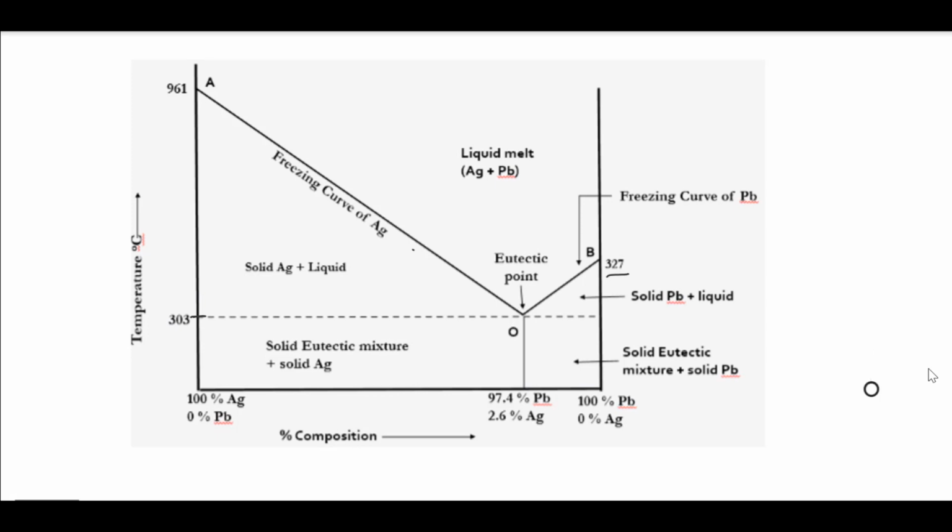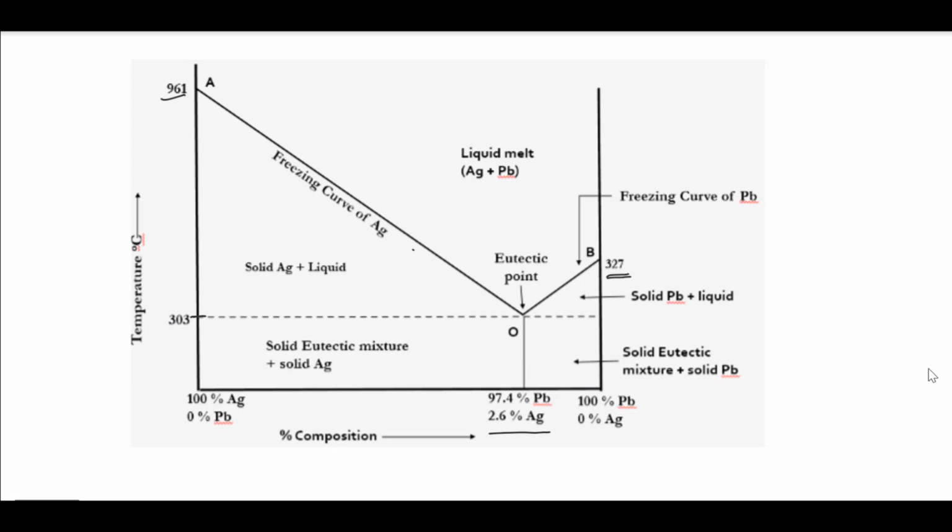The things we can figure out from the graph are: the first thing, the melting point of pure lead is 327 degrees Celsius. The melting point of pure silver is 961 degrees Celsius. The eutectic point at which both substances melt is 303 degrees Celsius, and the composition at the eutectic point is 97.4% lead and 2.6% silver.